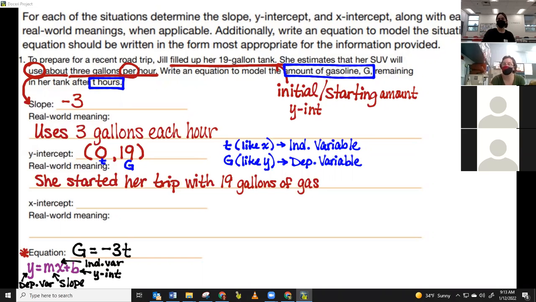Absolutely correct, Niles. Question. Is it going to be plus 19 or will it be minus 19? Plus 19 or minus 19? Plus. Why plus? Because she's filling up her gas tank. She starts off with a positive amount in her gas tank. You can't really start with negative 19 gallons of gas. That doesn't make any sense.